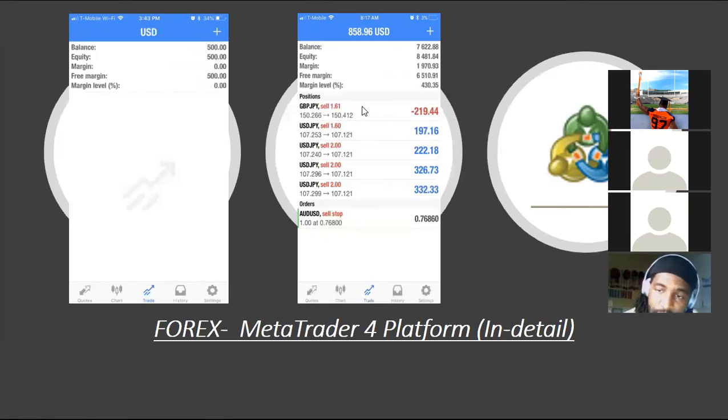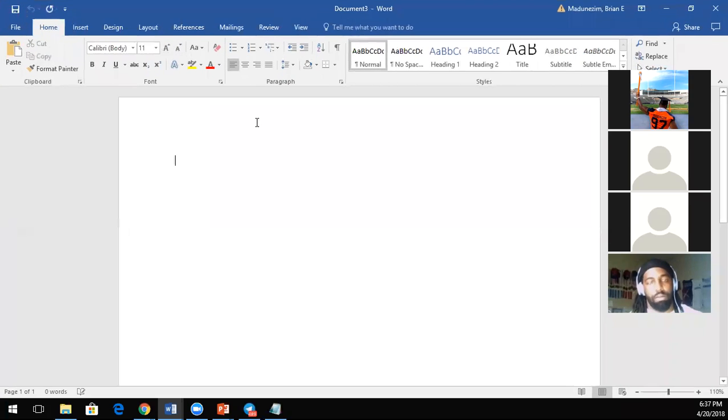So, Grant, free margin has a lot to do with leverage. I might as well just talk about leverage right now. I feel like this is the perfect time to do so. Okay, so let's talk about leverage.